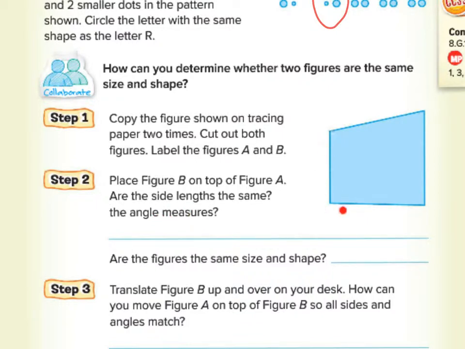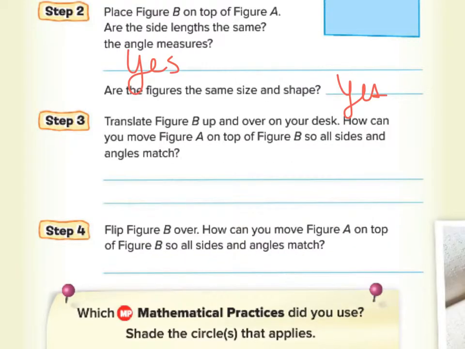Well, if you cut them both out and they are exactly the same and you can see that there are no overlaps or anything sticking out, then you can simply say yes. So we would write yes for both, right? Are the figures the same size and shape? Yes, again. Okay, let's see here for step 3 and step 4. Again, we're trying to identify if the shape and size are the same, and we can do these different tests.